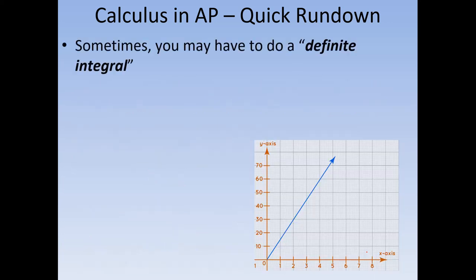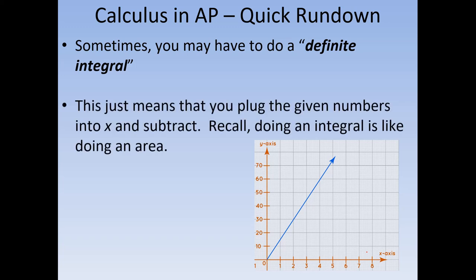Now there is another type of integral called a definite integral. What you're going to have to do here is they'll tell you 2 points. And essentially what you're going to do is plug those numbers in for whatever x or t is, and then subtract them. If you remember, I keep mentioning that an integral is like finding an area.